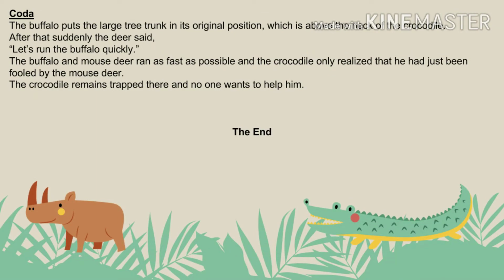In the last, coda, the buffalo puts the left tree trunk in its original position, which is above the neck of the crocodile. After that, suddenly, the deer said, "Let's run, buffalo, quickly." The buffalo and mouse deer ran as fast as possible, and the crocodile only realized that he had just been foiled by the mouse deer. The crocodile remains trapped there and no one wants to help him.